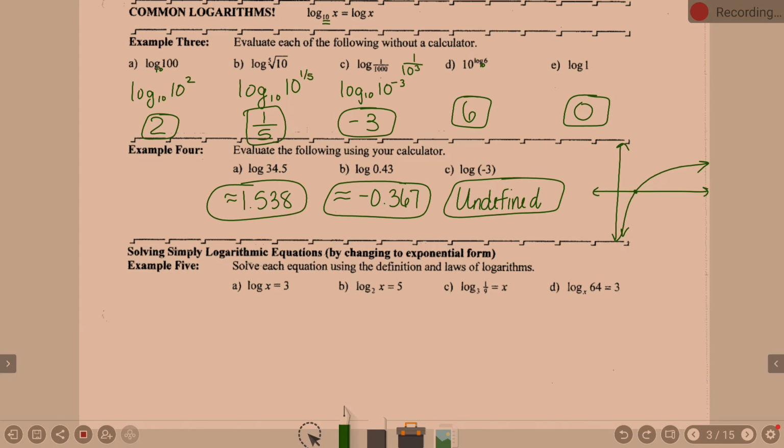Man, I thought we'd get through this today. Example 5. Solve each equation using the definition and laws of logarithms. So this almost takes us back to more like the first set of examples. It's already set as an equation, right? I don't have to make it equal to y or anything. Here, log of x equals 3. Well, what base is that? 10. Okay. So how do I do this?